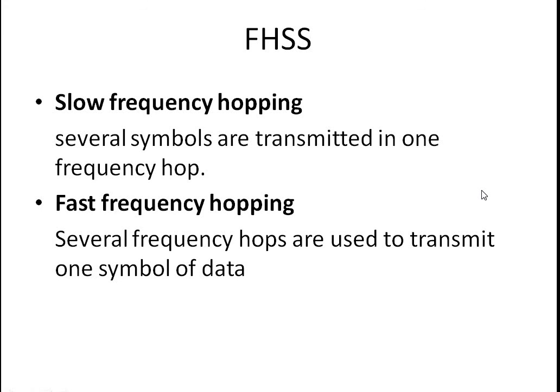There are two types of frequency hopping spread spectrum: slow frequency hopping and fast frequency hopping. In slow frequency hopping, several symbols are transmitted in one frequency hop. In fast frequency hopping, several frequency hops are used to transmit one symbol of data.